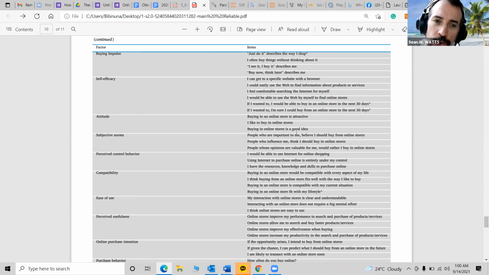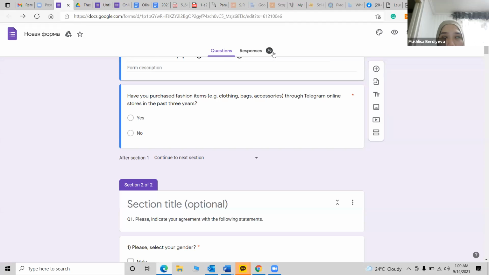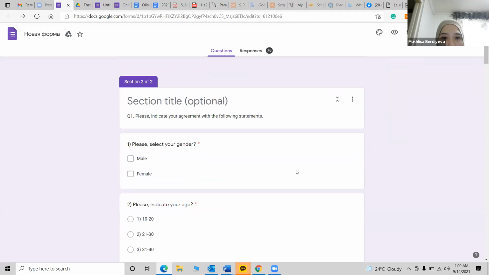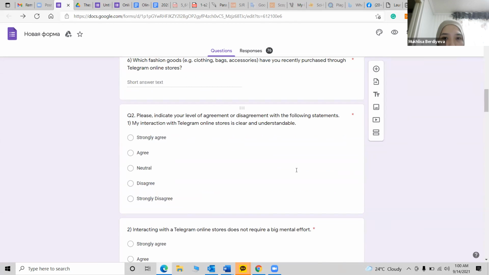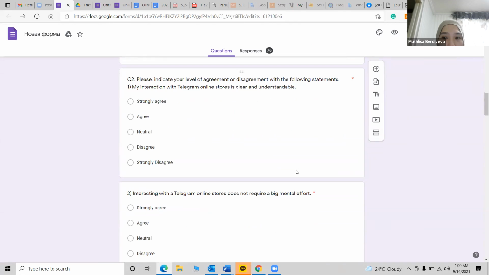Why do you want to have a difference? Why don't you do the exact same thing as this? The reason why I can't change it is because I already have 76 responses related to Telegram online stores from Uzbekistan. If I'm going to change, I would have to do another survey. I would have to change it.